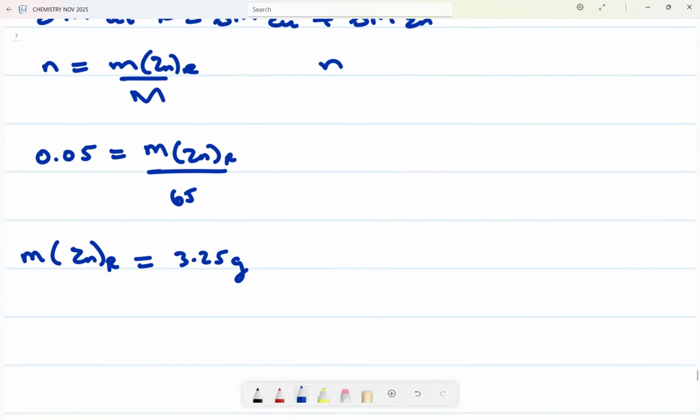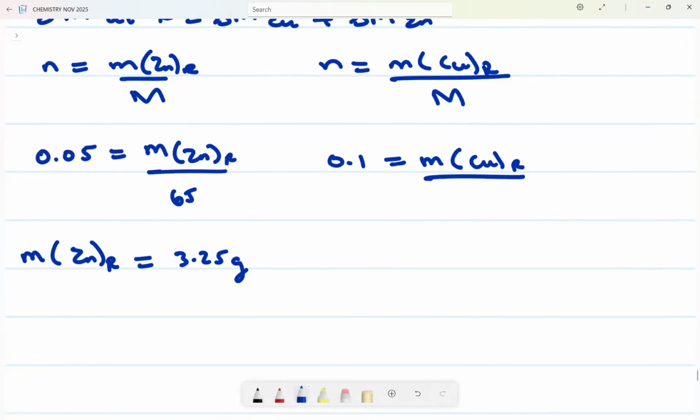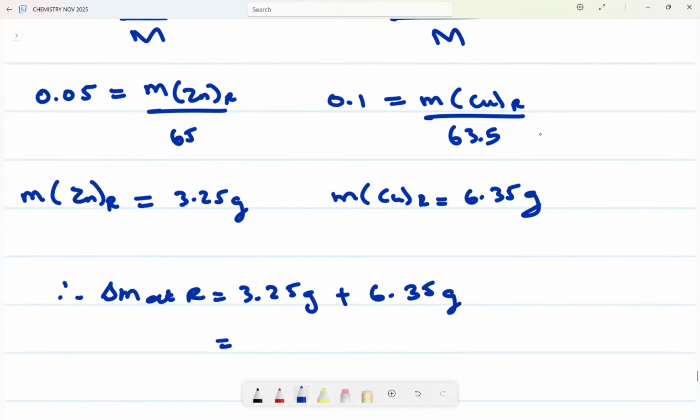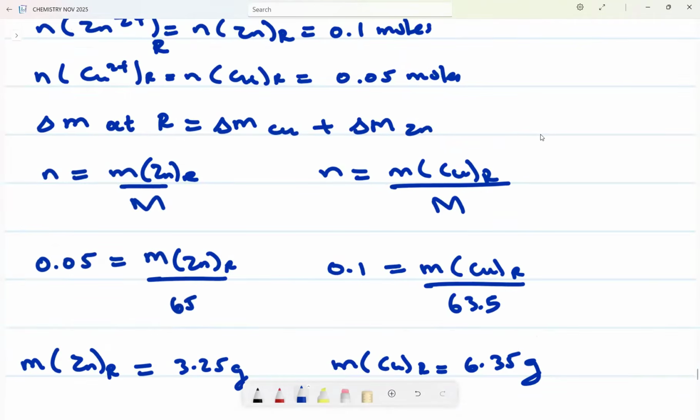And then let's also do the same for our copper. Number of moles of copper at R is 0.1. This is equal to the mass of copper at R divided by molar mass, which is 63.5. And then the mass of copper at R is something like 6.35 grams. Therefore, the change in mass at R is going to be the combination of these two. Grams plus 6.35 grams. And then we see it is something like 9.6 grams. So this is what it is.